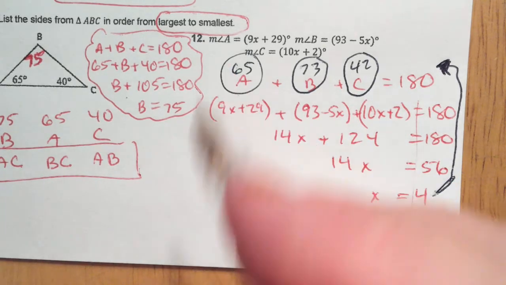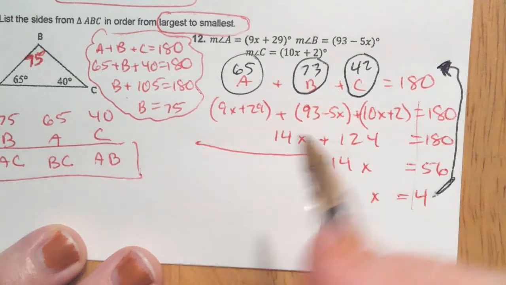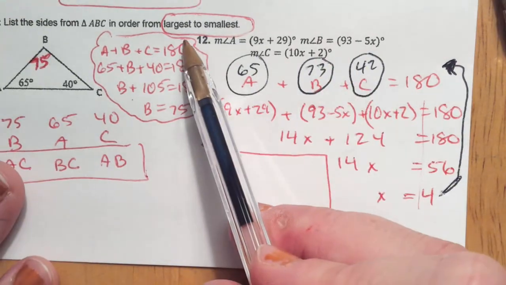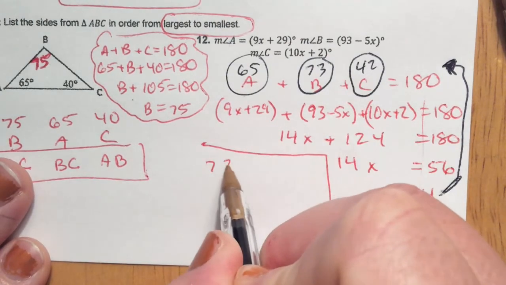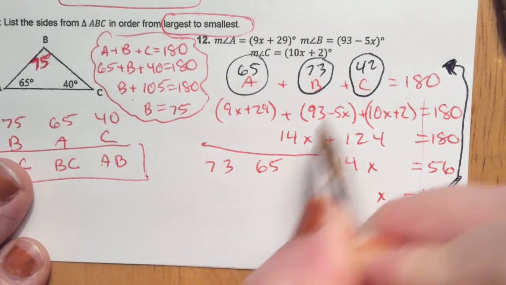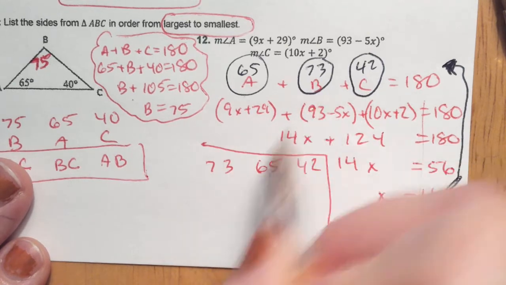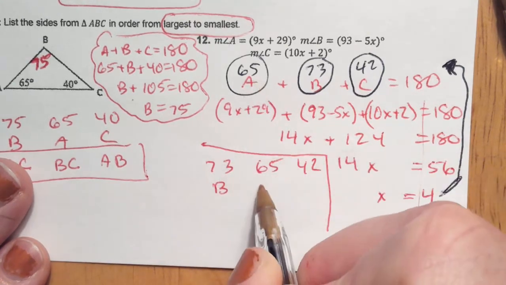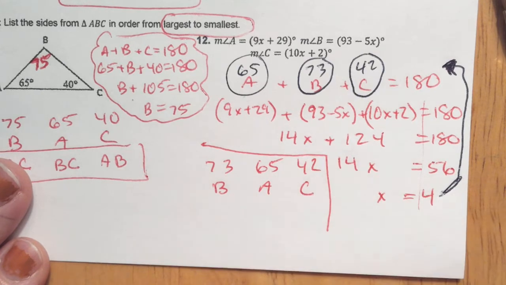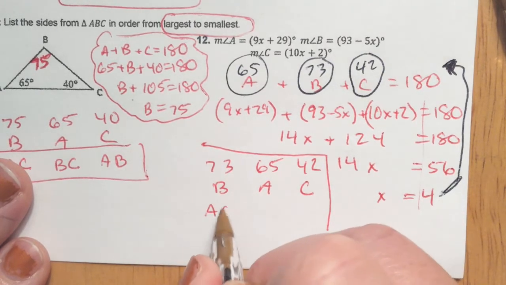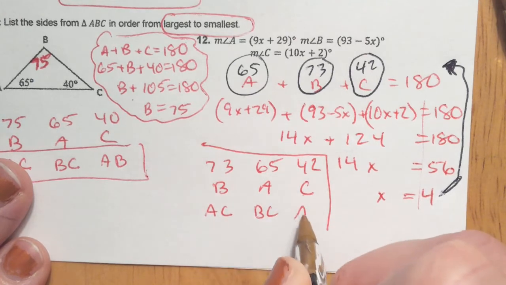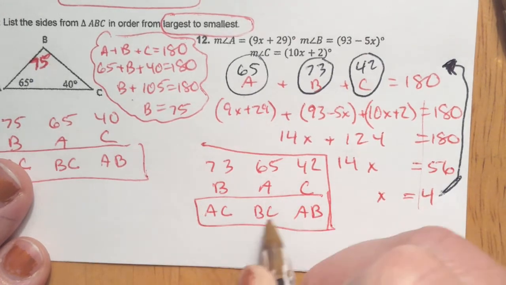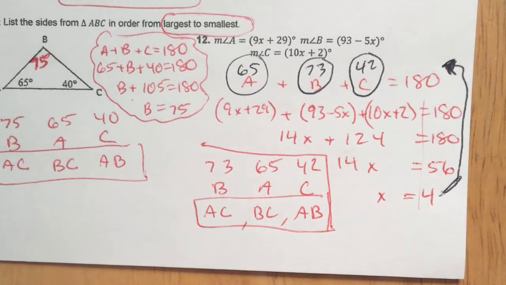Okay, so let's go back to the main idea. The main idea said from largest to smallest. So that would be 73, 65, and 42. 73 was B, 65 was A, 42 is C. What is missing? A to C, B to C, and AB. And that's your final answer. Okay, so hopefully that helped you guys out a lot.